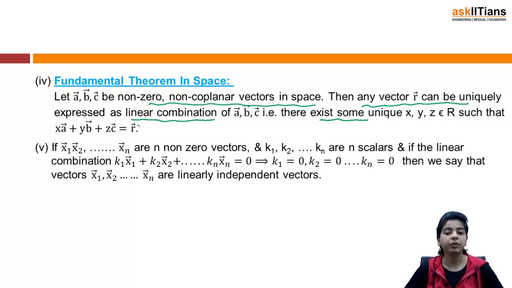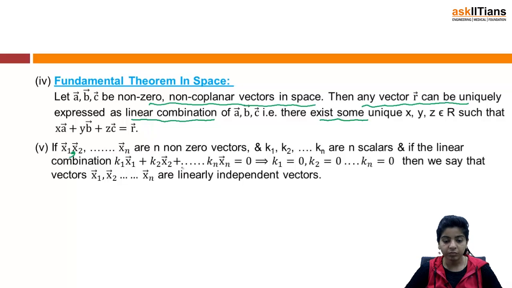Next property that we have is, if x1, x2, xn are n non-zero vectors and k1, k2, kn are n scalars, and if the linear combination k1x1 plus k2x2 plus knxn equal to 0 implies all ki's, that is each one of k1, k2, kn is equal to 0, then we say that vectors x1, x2, xn are linearly independent vectors. So this is in fact again the general definition of linear independence.